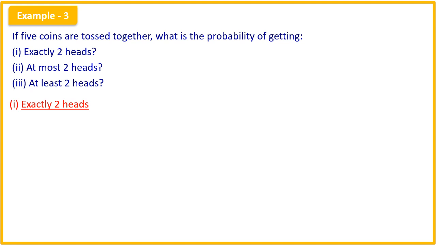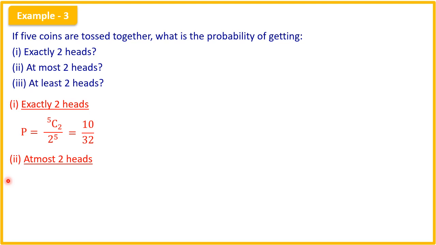Now what we want is exactly 2 heads. So there are total 5 heads available in 5 coins, out of which the number of ways in which we can get any 2 heads is 5C2. So the probability becomes 5C2 divided by 2 to the power of 5, and solving this comes out to be 10 out of 32. Coming to the second part, at most 2 heads.